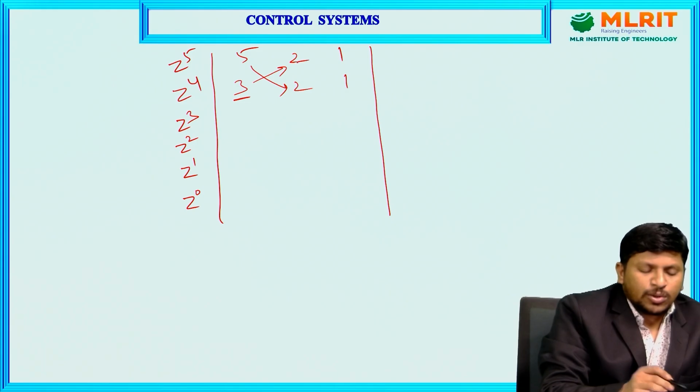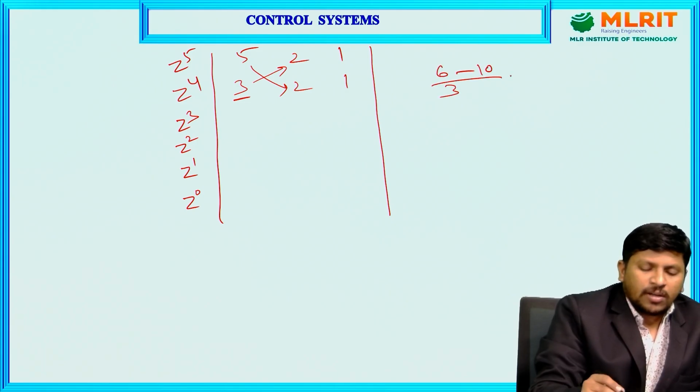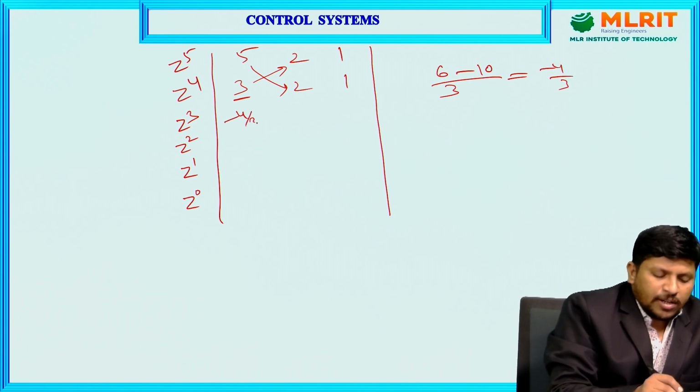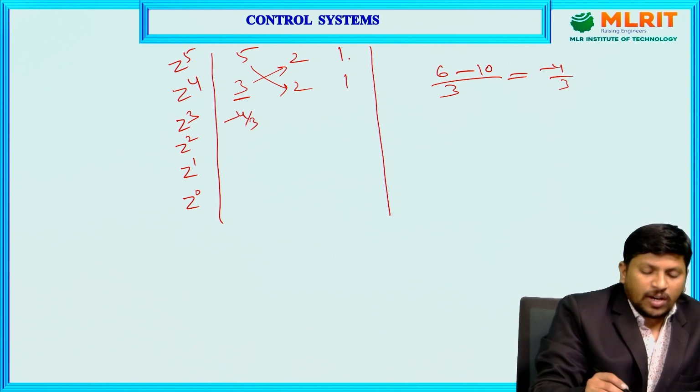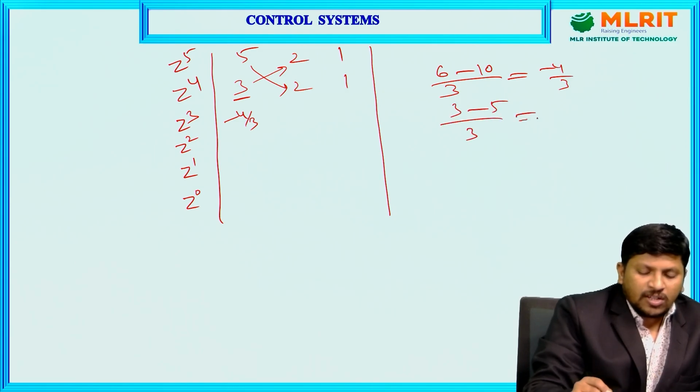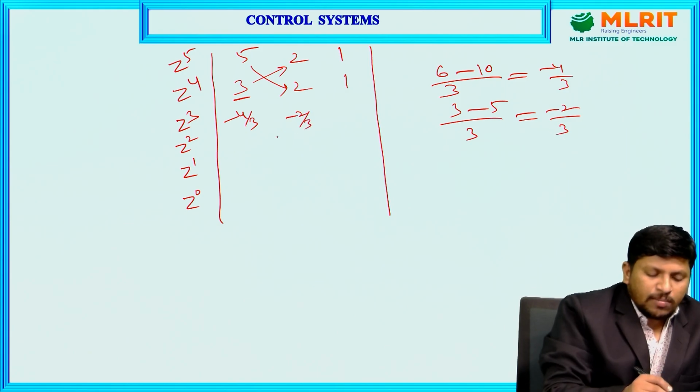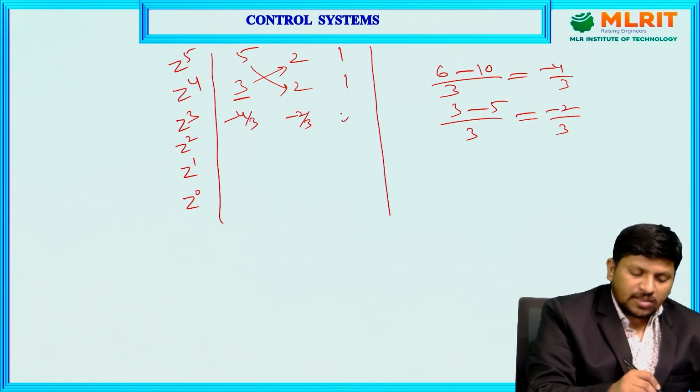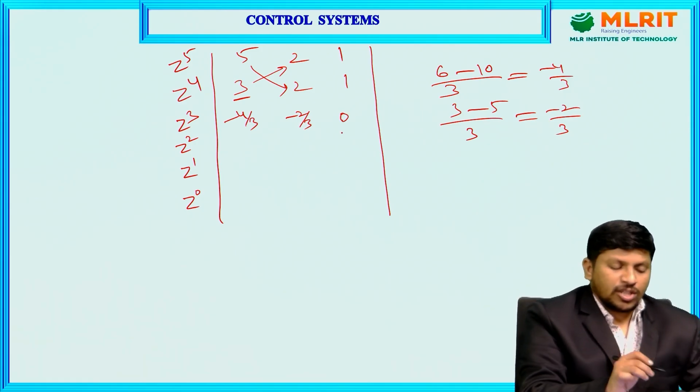3 multiplied with 2 is 6, minus 5 into 2 is 10, divided by 3. So what is the value? Minus 4 divided by 3. Next, 3 into 1, 3 minus 5 into 1, 5 divided by 3, so minus 2 divided by 3. Next two values are 3; there is no remaining value here, so directly write 0.